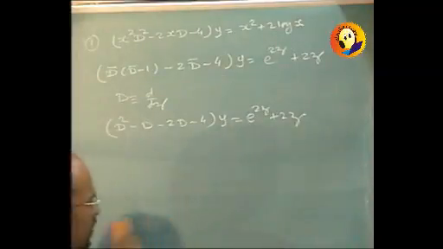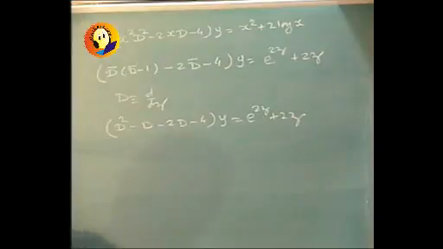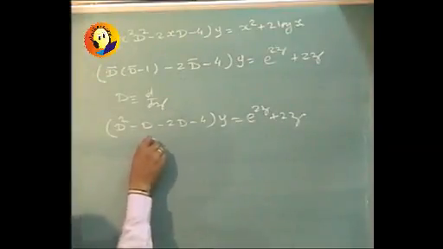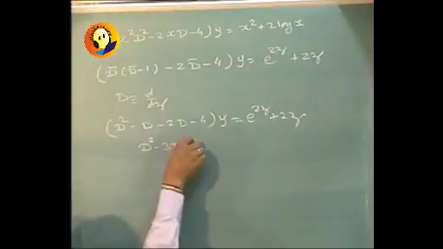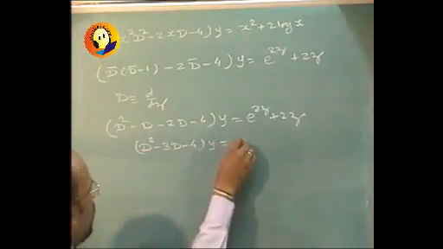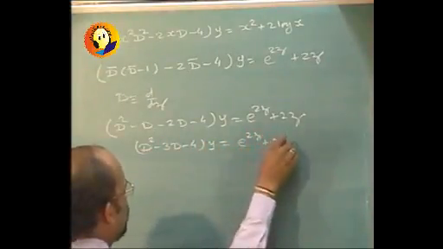Once we convert it to the standard linear differential equation form, then the job is pretty simple. You will have to find out CF and PI, but at the end we are required to resubstitute z as log x. So ultimately it comes out to be D square minus 3D minus 4 operating on y equal to e raised to 2z plus 2z.